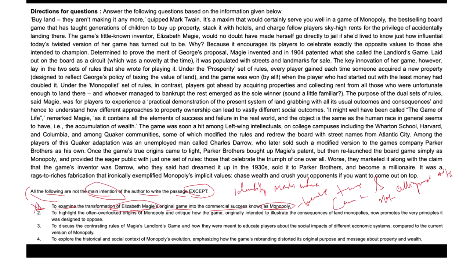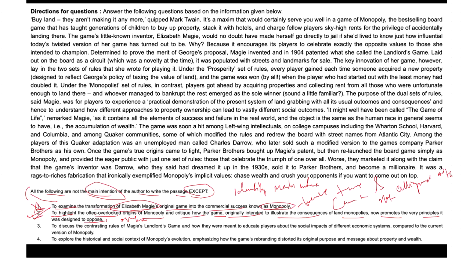Now, if you go to the next one, the second one stated: to highlight the often overlooked origins of Monopoly and critique how the game, originally intended to illustrate the consequences of land monopolies, now promotes the very principles it was designed to oppose. Now, the second option highlights how the author wants to bring attention to the overlooked origins of Monopoly and critiques how the game now promotes the very principle it was supposed to oppose. This is aligned with the passage's primary focus, right? In that case, we can say option two would be the main intention of the author to write the passage, as it states the roots of Magie's game and how they were meant to educate players.